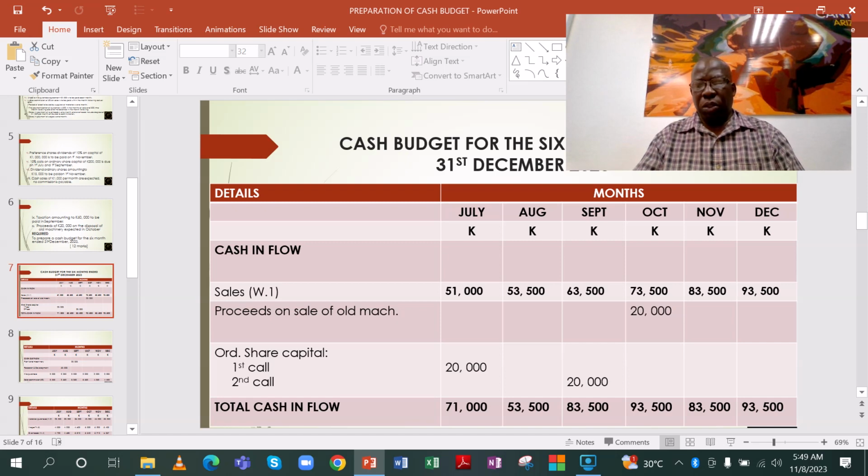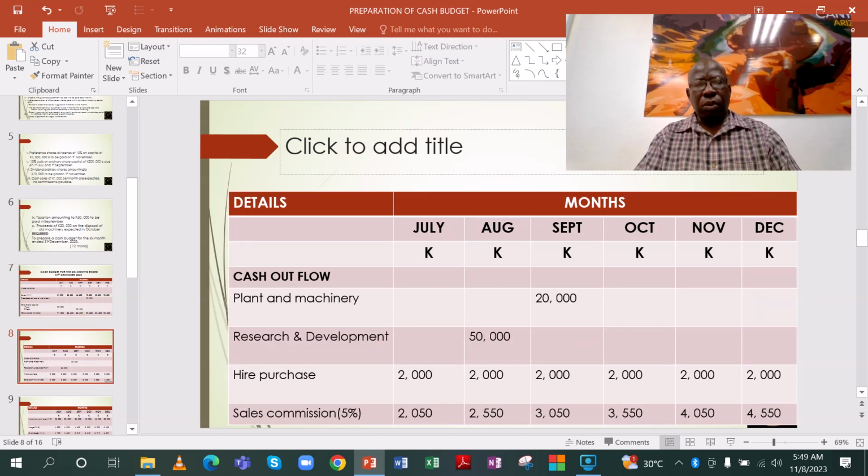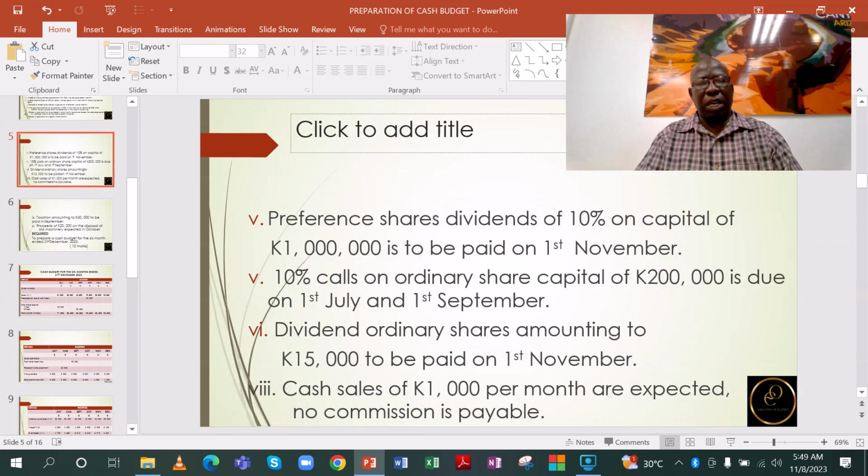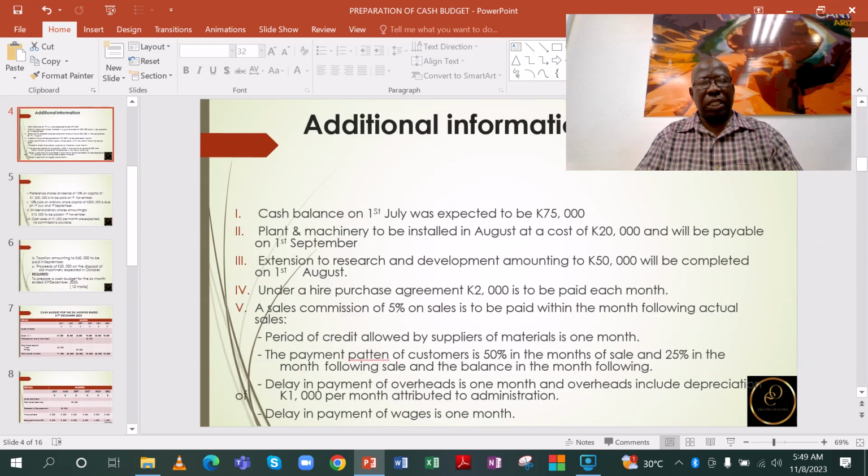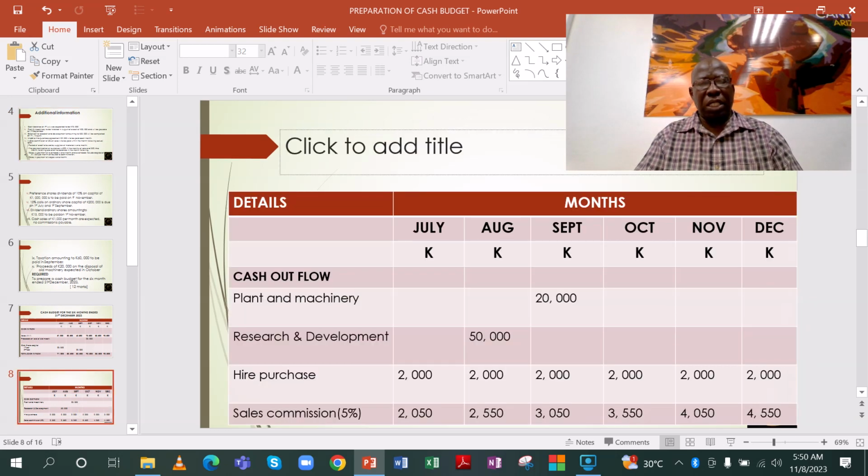Okay, we move on to look at the next one, which is plant and machinery, which was going to be installed, and we expect a payment to be made in September according to the note that is before us. A note to that effect says plant and machinery to be installed in August at a cost of 20,000 and will be payable only on 1st September. So we bring 20,000 in September. So that's why you have 20,000 under the September period.